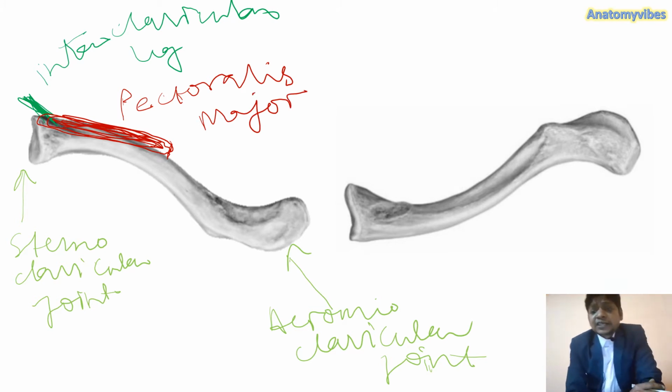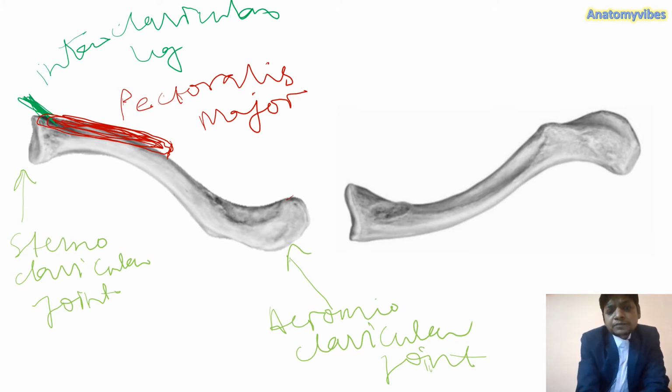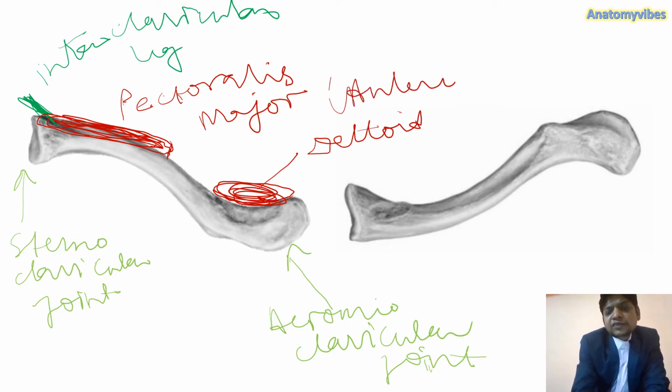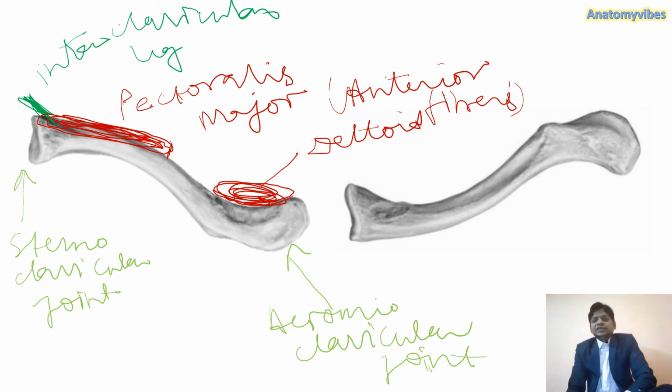What about the lateral side on the anterior aspect? This part gives attachment to another muscle known as deltoid, and these are the anterior fibers of deltoid. Deltoid has three fibers: anterior, acromial and posterior fiber. So the anterior fiber of deltoid attaches here.